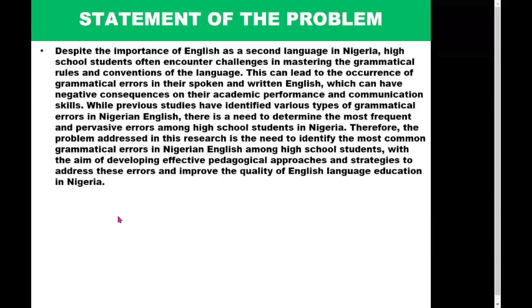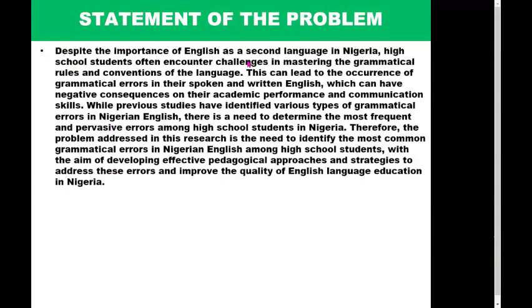And this brings us to the statement of the problem. That is another important element, another important item that should be included in chapter 1. Now, a statement of the problem has to do with stating the problem that has made the study necessary in the first place. Now, let's look at this example.